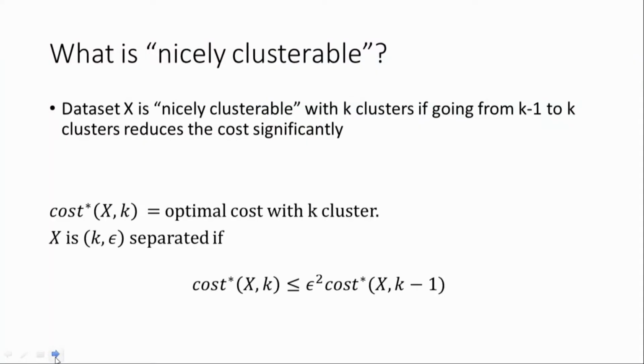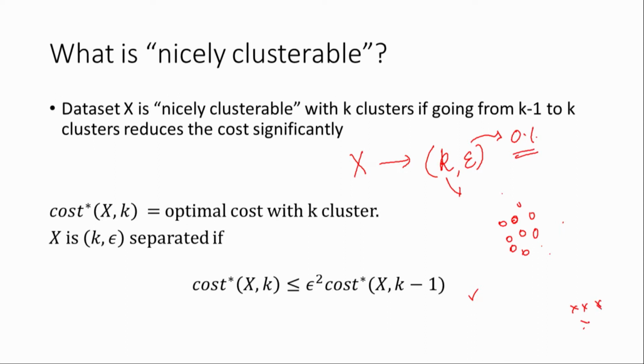Okay. So let's look at a more precise definition of what is nicely clusterable. Here is what we say. We call a data set nicely clusterable with the parameters k and epsilon. Think of k as a number k and epsilon as something like 0.1. So imagine this point set. There are a bunch of points here, then there are a bunch of points here.